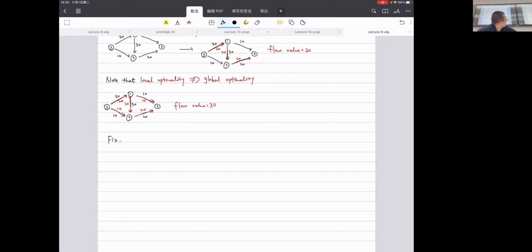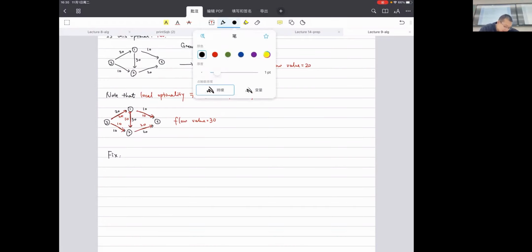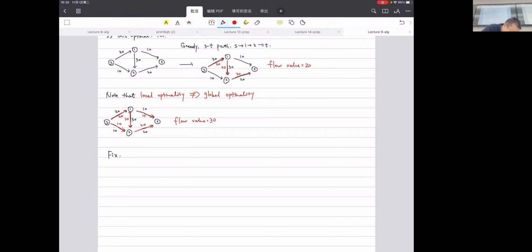The main obstacle of this greedy algorithm is that after having this flow value 20 here, let's take a second look at this example. You cannot further utilize this edge. The edge from 2 to t is exhausted, and you cannot further utilize that. And for the direction 1 to 2 here, you only have this direction 1 to 2, and you don't have the direction 2 to 1.